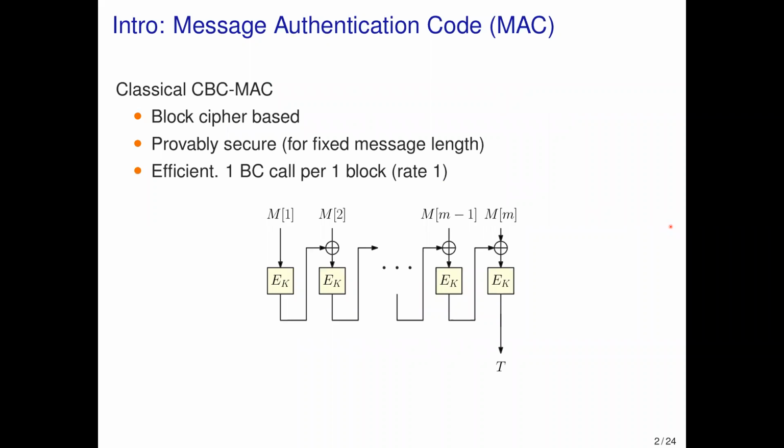To start with, let me show the CBC MAC, which is a classical message authentication code based on a block cipher. This picture shows CBC MAC, where E sub k here denotes the block cipher taking key k. It is provably secure for fixed message length and is efficient as it needs only one block cipher call to process one input message block. This property is also called rate 1.